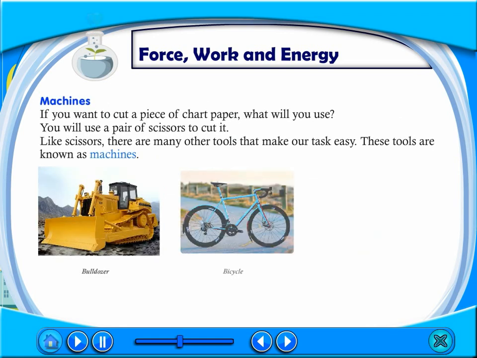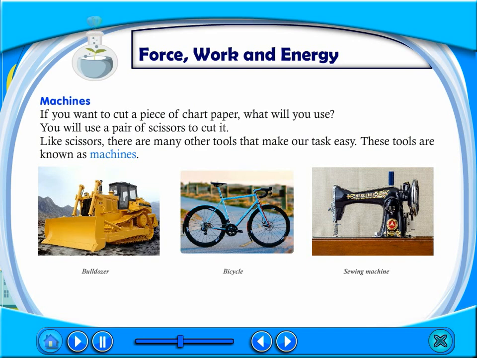Machines. If you want to cut a piece of chart paper, what will you use? You will use a pair of scissors to cut it. Like scissors, there are many other tools that make our task easy. These tools are known as machines.